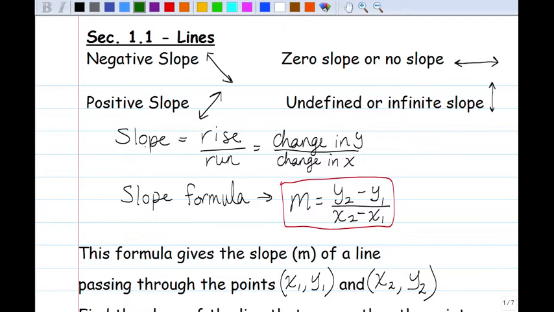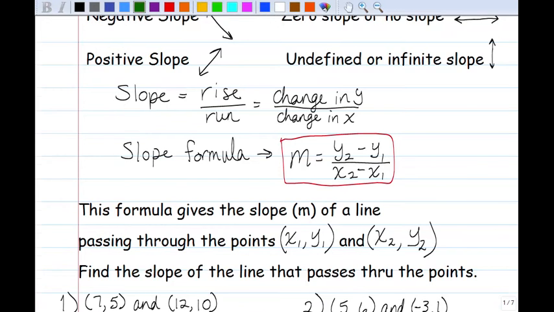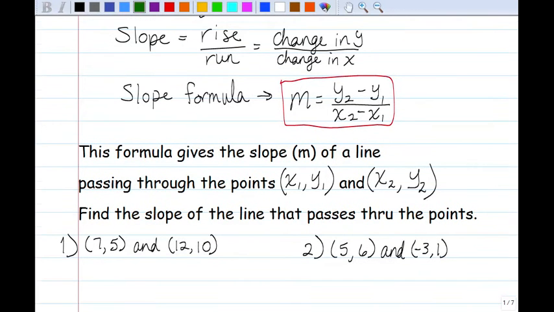One way to describe the slope is rise over run. That is the change in y over the change in x. So the slope formula is m equals y2 minus y1 over x2 minus x1. That formula gives us the slope of a line that goes through any 2 points.